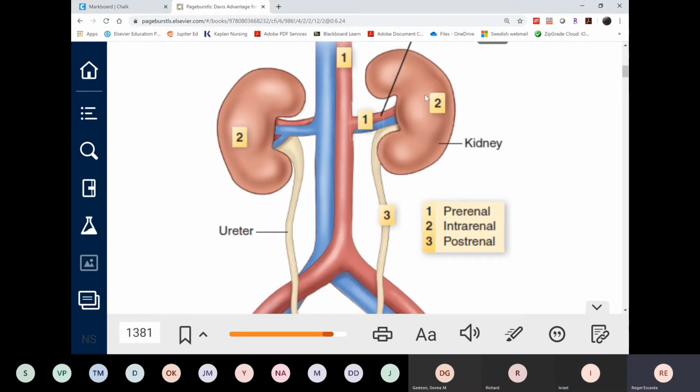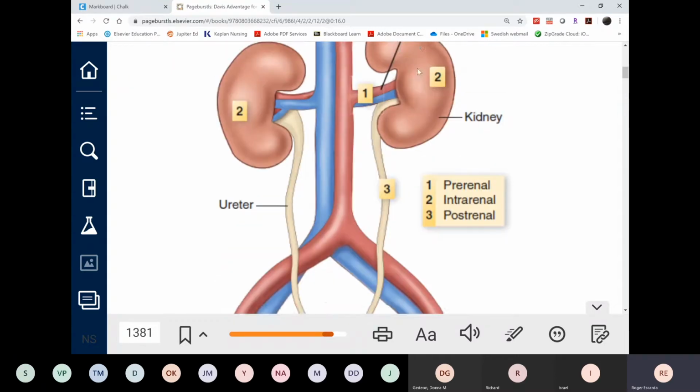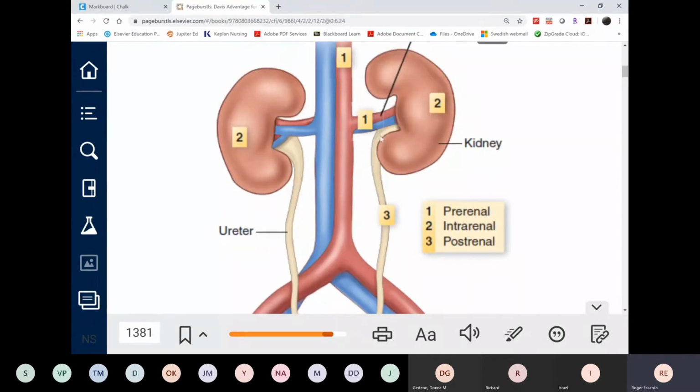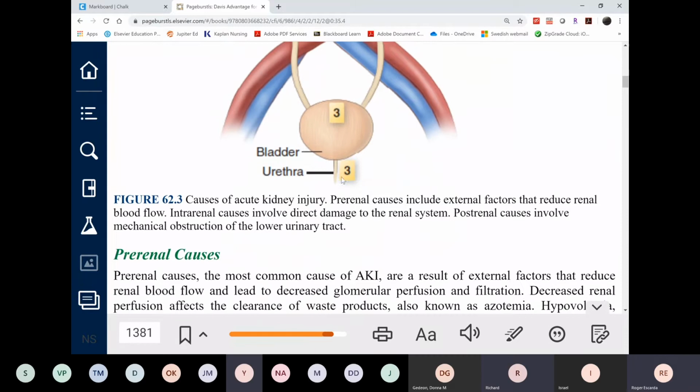Let's go now to post-renal. So what conditions could obstruct urine flow, causing it to back up into the kidneys? Because once the urine is produced by the kidneys, it's not supposed to go back in there. It's supposed to go out. So what conditions can block urine flow? A kidney stone. So either the stone is inside the kidney, in the ureters or in the urethra.